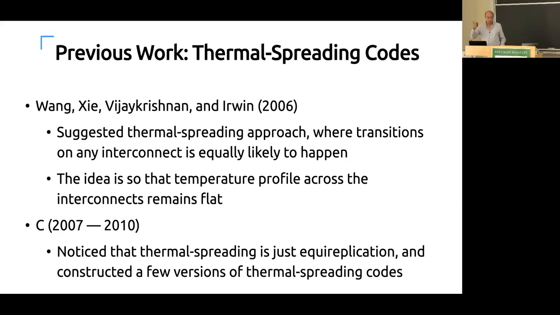And on the temperature side of things, Wang et al. in 2006 suggested a thermal spreading approach. The idea is to have a code where transitions with respect to any of the interconnects are equally likely to happen. So if you look at a large ensemble of communications, the temperature profile of the interconnects is going to be quite flat.